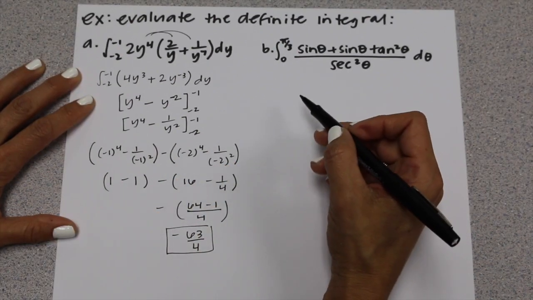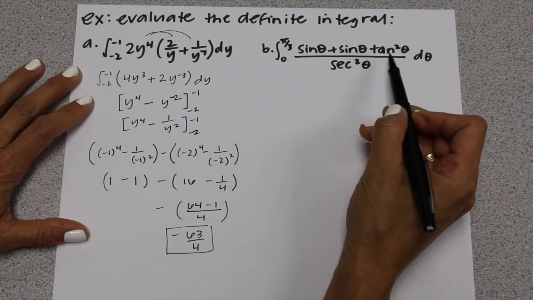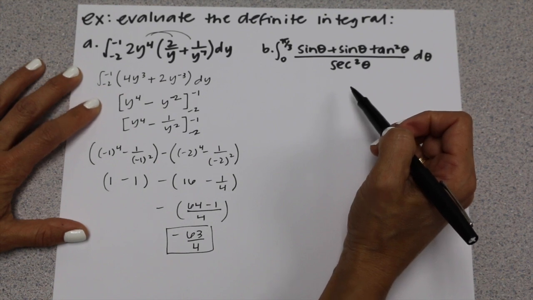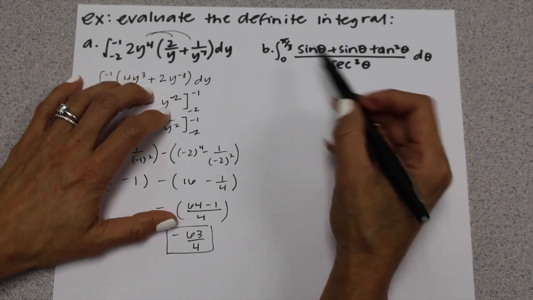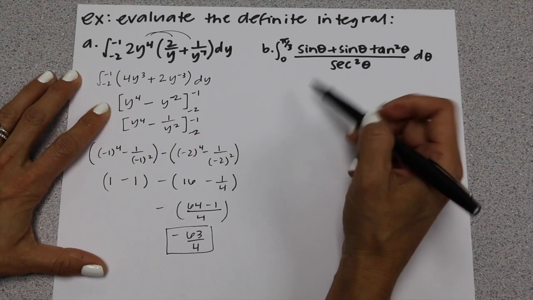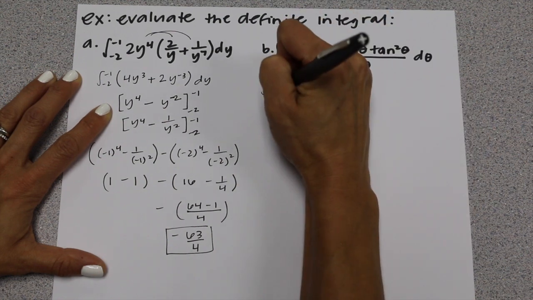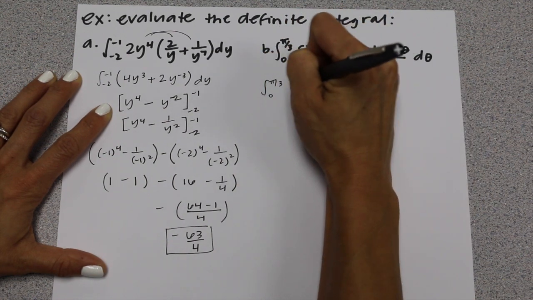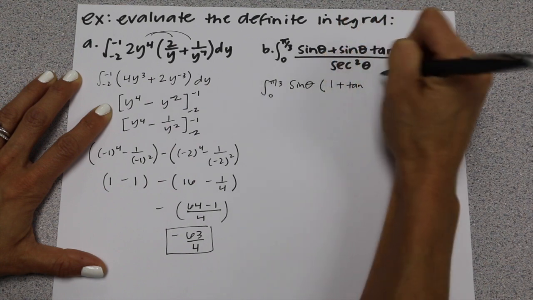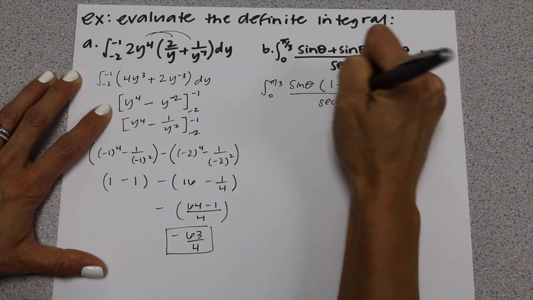Okay, this problem says the integral from 0 to pi over 3 of sine of theta plus sine of theta tangent squared theta all over secant squared theta d theta. Kind of the theme of all of these at this point. We're going to manipulate somehow. So I'm looking at the numerator and I can see that we can factor out a sine theta. So if you factor the sine theta out, you're left with 1 plus tangent squared theta all over secant squared theta.